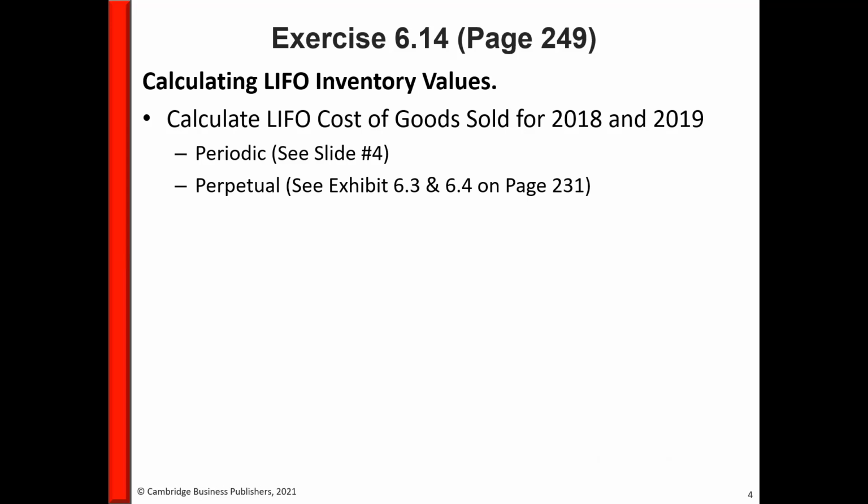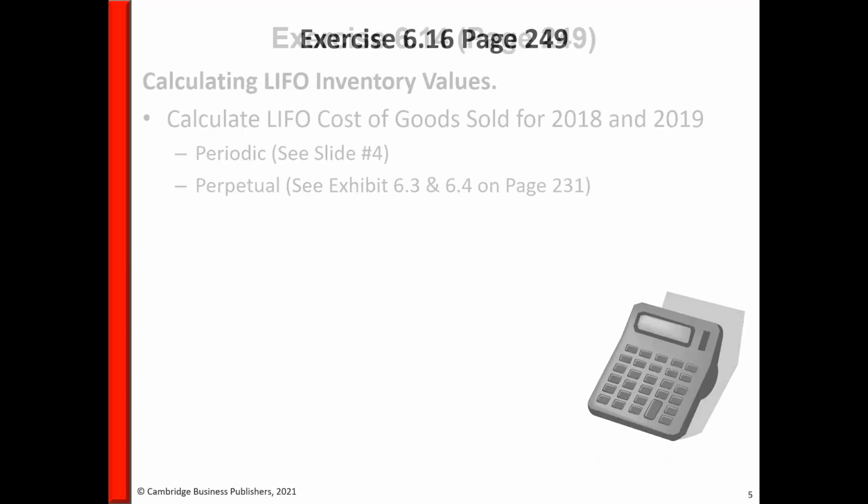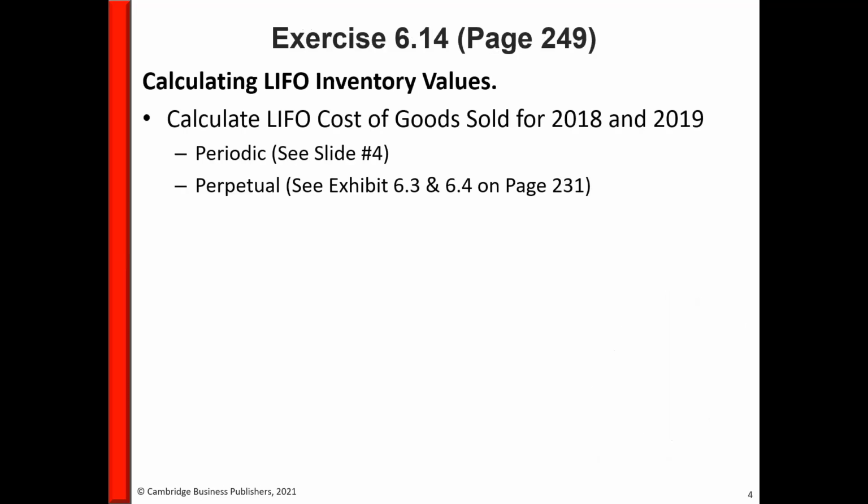The perpetual is far more complex. What you literally need to do is keep track of each purchase and each sale. Every time you have a sale of merchandise, you have to figure out what inventory pool it comes out of. So take a look at exhibits 6.3 and 6.4 on page 231, and you'll see exactly how that should have worked. Pay particular attention to those 2 exhibits when you do question 10 on the midterm.